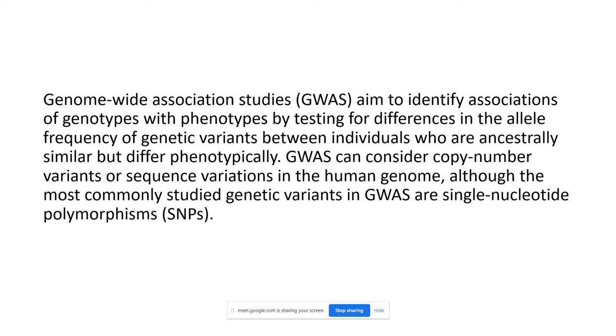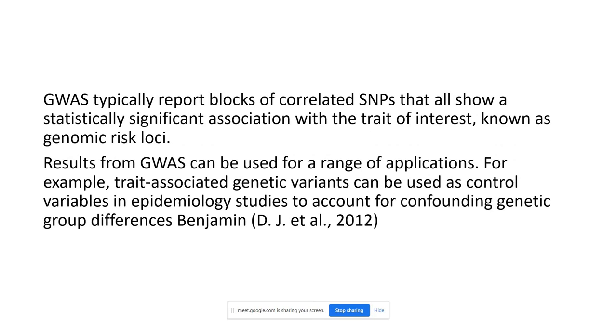GWAS can consider copy number variants or sequence variation in the human genome. Okay, sequence variation we have already studied. This type of study reports blocks of correlated SNPs. Means we have to make the correlation between the SNPs and the phenotype. Which SNP is associated with this phenotype?